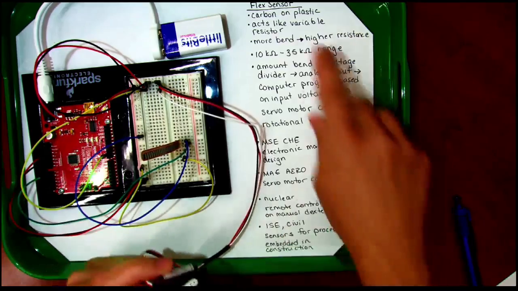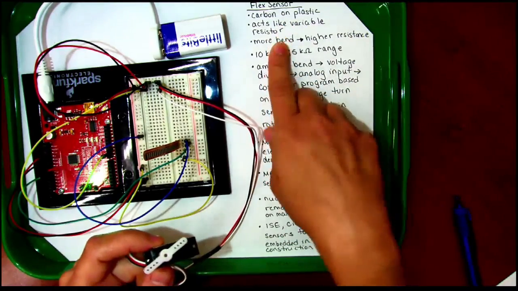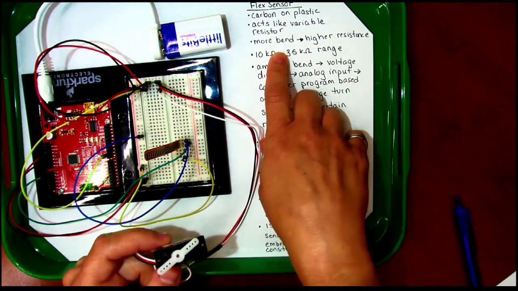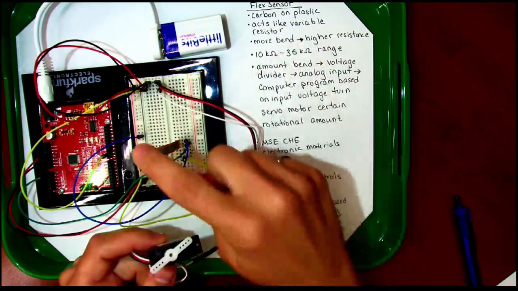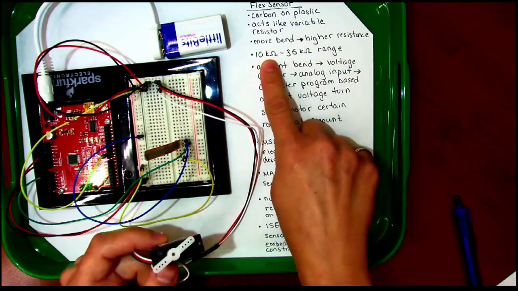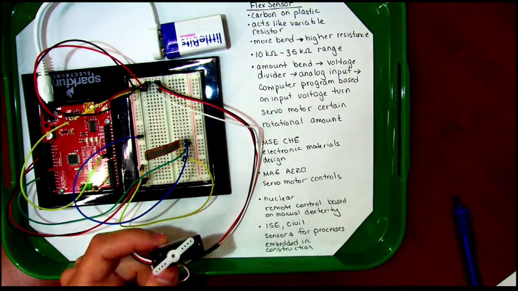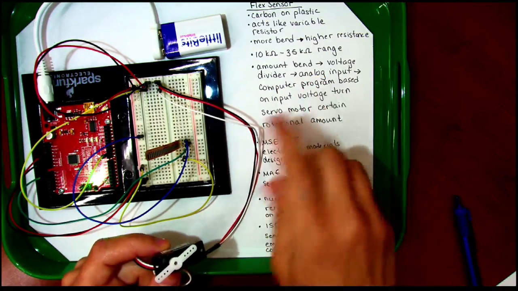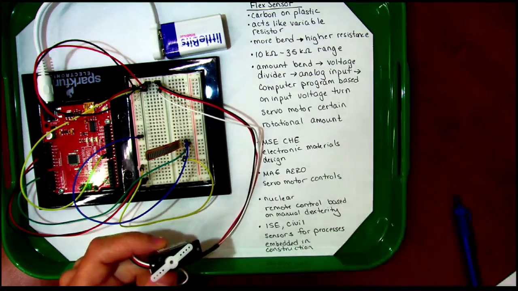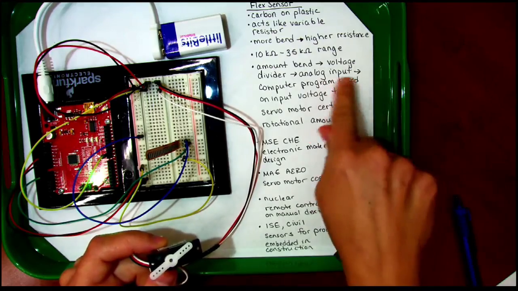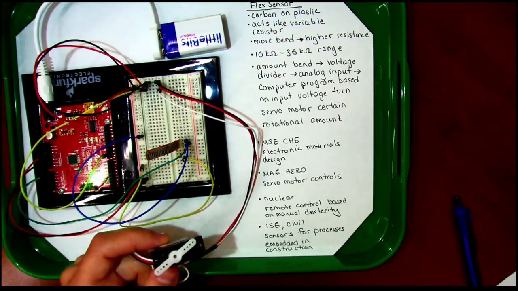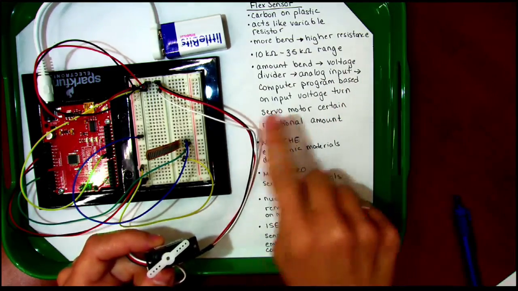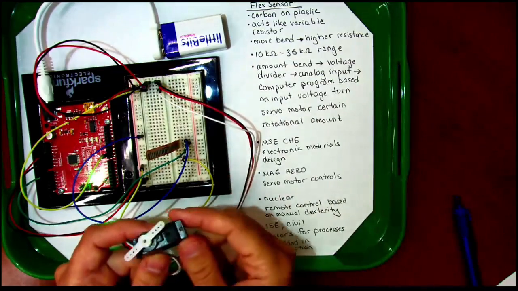So again, flex sensor, carbon on plastic, acts like a variable resistor. The more you bend it, the higher resistance. This particular one goes from 10 kiloohms to 35 kiloohms as you're bending it. When you bend it, it's a voltage divider. That voltage is an analog signal. Remember, analog's a range of voltage. It goes as an input into the computer program, which turns an output back to our little servo motor to rotate it.